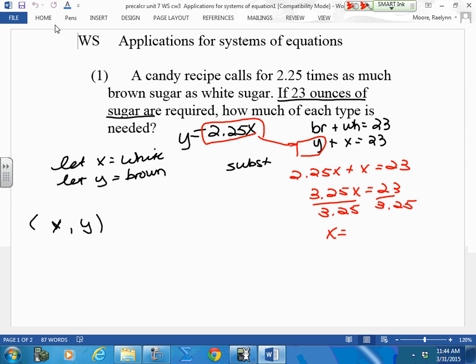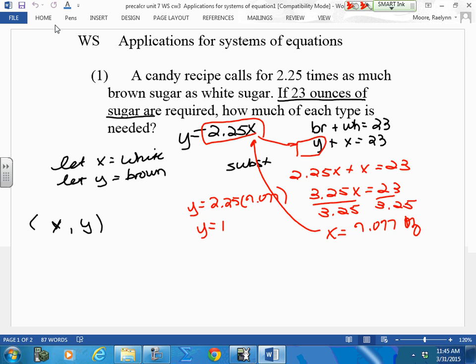Rule of thumb, we'll still go 3 decimals. 7.077, this should be ounces, not pounds. I put so many pounds in there, right? So now, bring this back up and substitute this back in here and find out what your brown sugar is. That's got to have more, right? Brown has to come out to be more than the white.